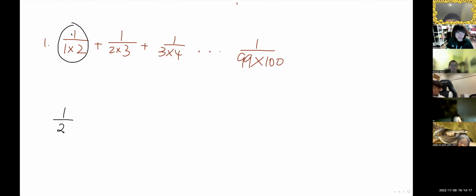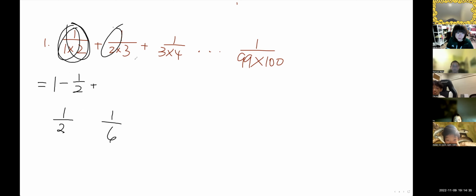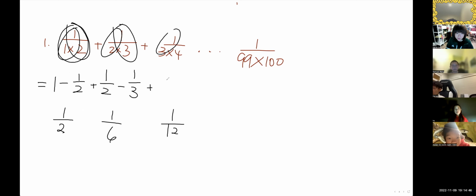Okay, so take a look at this one. So 1 over 1 times 2 equals half. So Ivy, did you notice that? It also equals 1 minus half. Get it, Samuel? Okay. So 1 over 2 times 3 equals 1 over 6. This also equals what? 1 over 2 minus 1 over 3. Correct? Okay, 3 times 4 equals 1 over 12. So it also equals 1 over 3 minus 1 over 4.